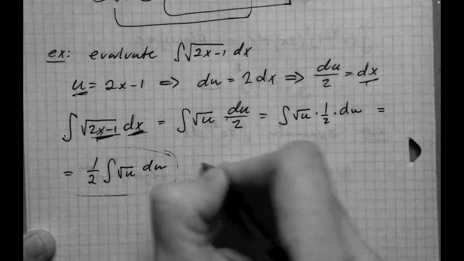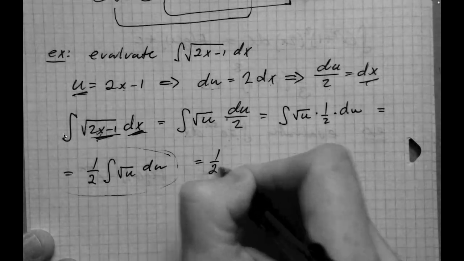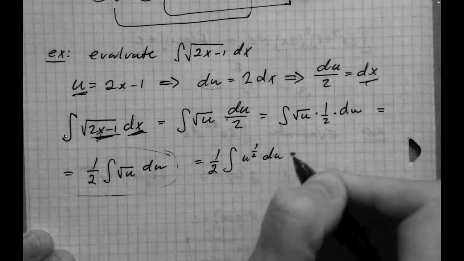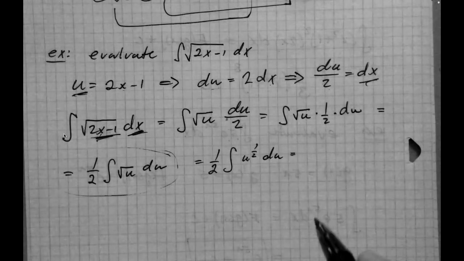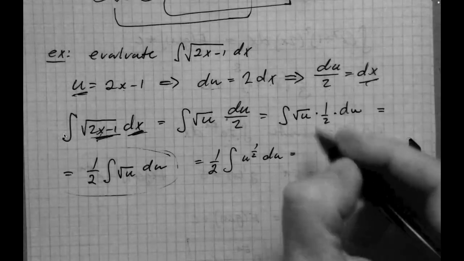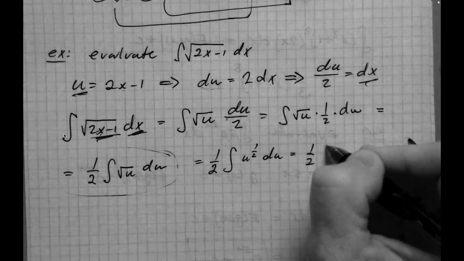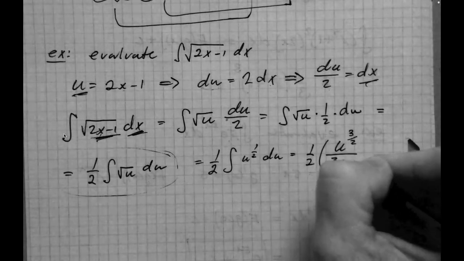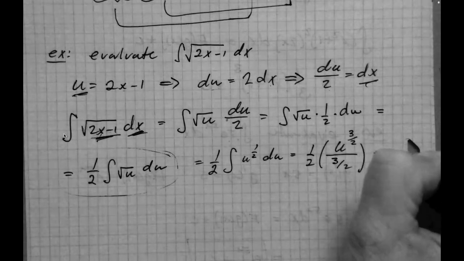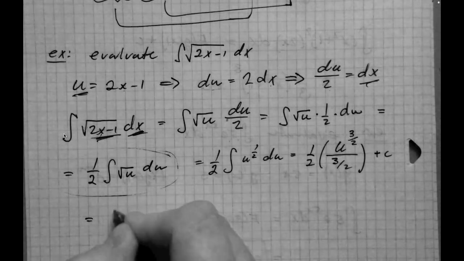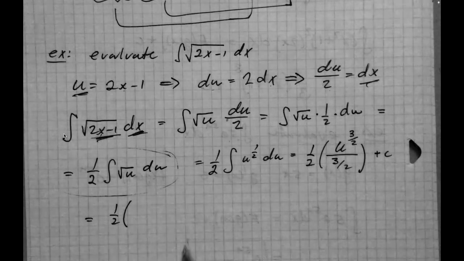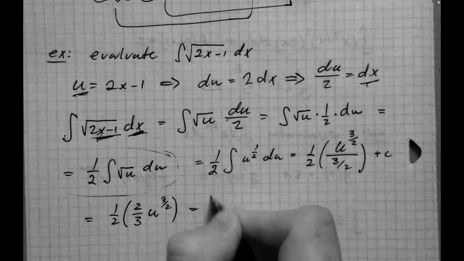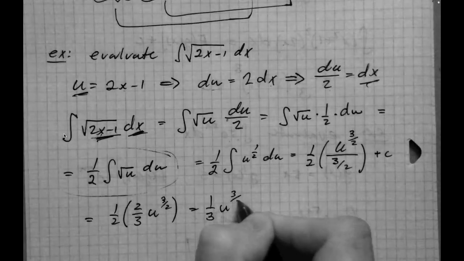Okay, and then I can integrate this as just, you can think of it as 1/2 times u to the 1/2. Okay, and then that is just what? It's 1/2, and then it's u to the 3/2 divided by 3/2 plus c, which is 1/2 times 2/3 u to the 3/2, which is 1/3 u to the 3/2.